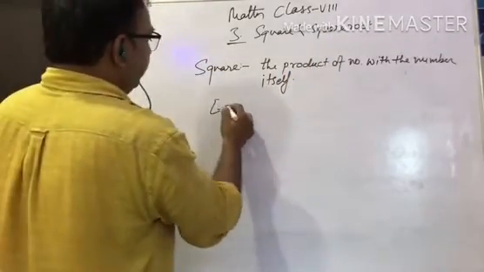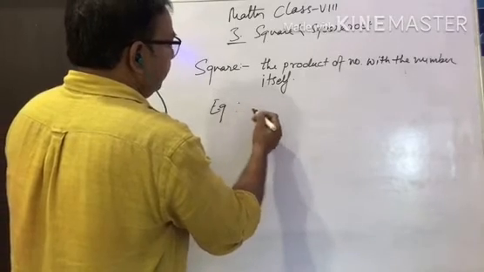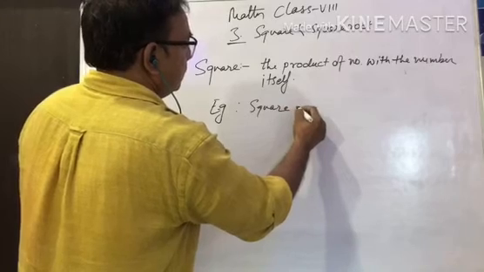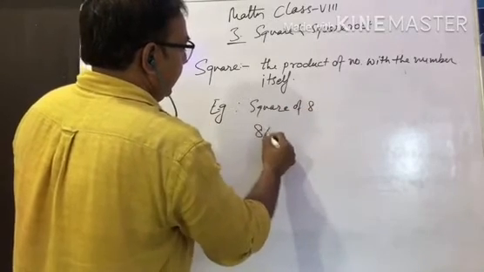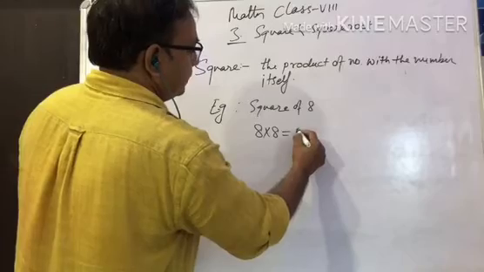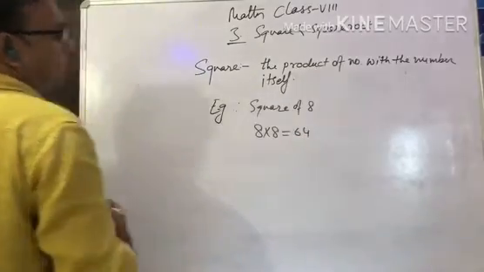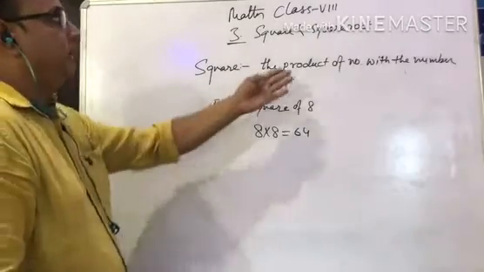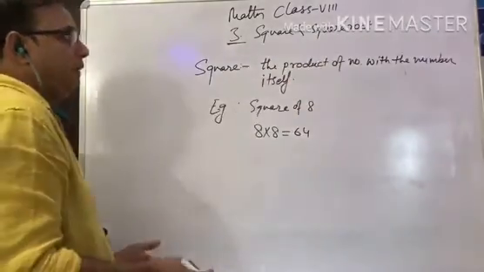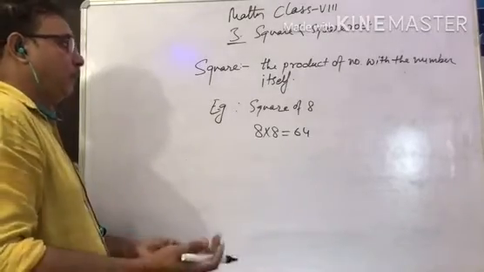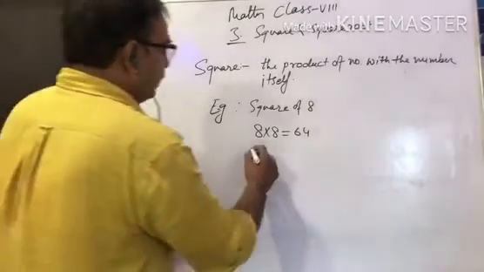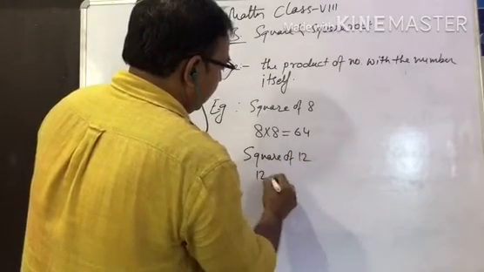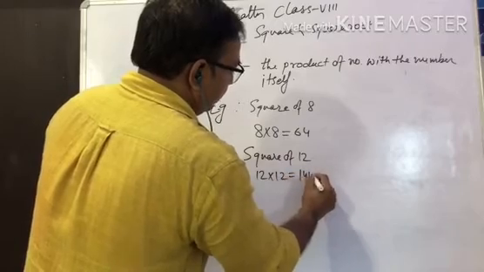For example, if we find the square of 8, it means 8 times 8 is 64. So it's very easy, the square is not very difficult. You just find the product of the number with the number itself. You get the square of any number, like the square of 12, then 12 times 12 is equal to 144.